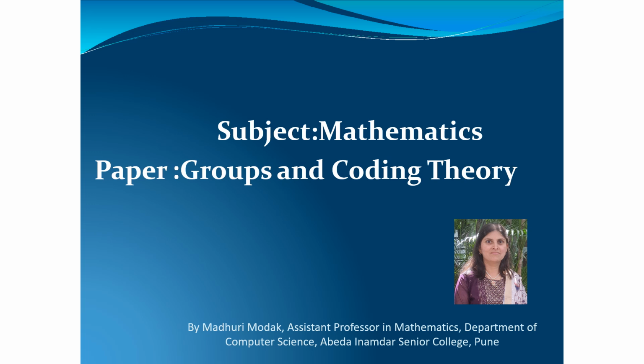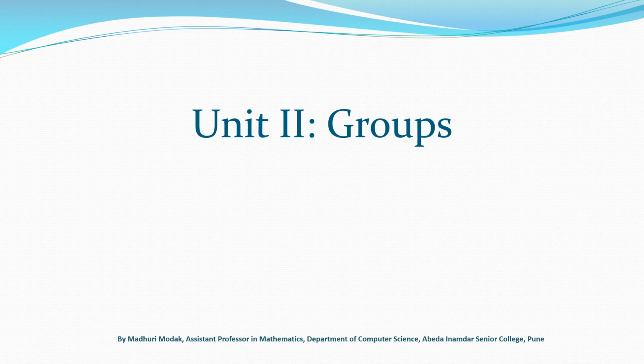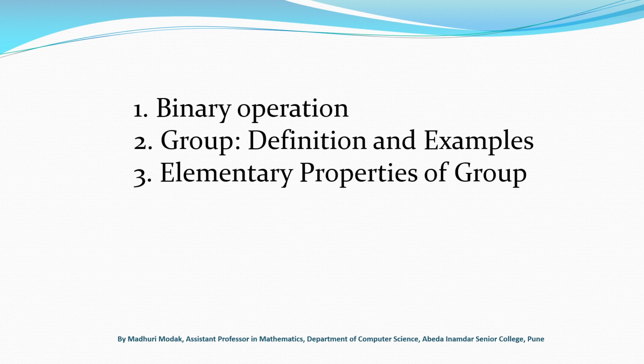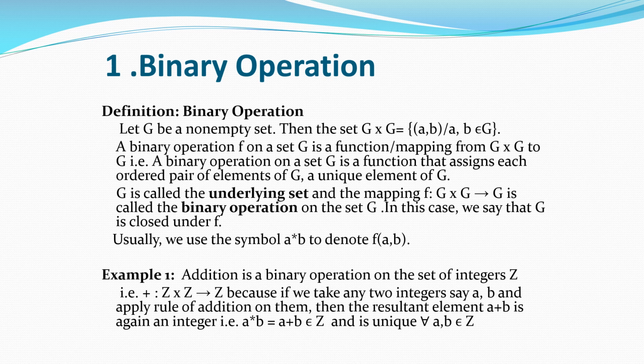In the subject Mathematics, Groups and Coding Theory is a very important paper. Now in Groups and Coding Theory, we have already seen the first unit. Now we start with the second unit, that is Groups. In groups, we have to study these 3 points: first, binary operation; second, group definition and examples; and third, elementary properties of group. Now first is binary operation.